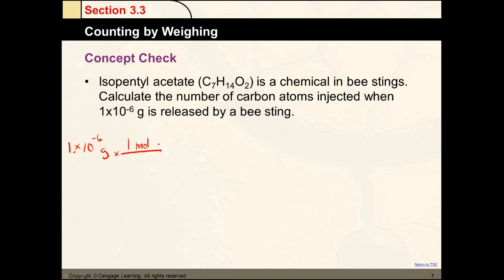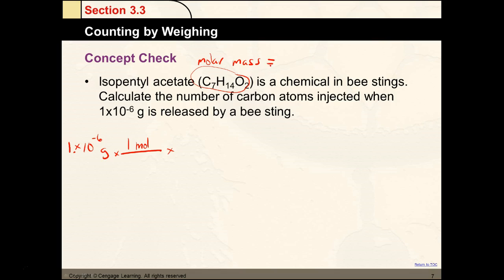And I'm not going to write that out because I have limited room here, but you should always keep track of your units and write that out. But I'm going to leave it off for the sake of space here so we can finish the problem on this page. So on the bottom, well, we need grams to cancel out. And that means we need the molar mass of this guy up here. We need the molar mass. If you remember from Friday, that means we need to add up 7 carbons, 14 hydrogens, and 2 oxygens.